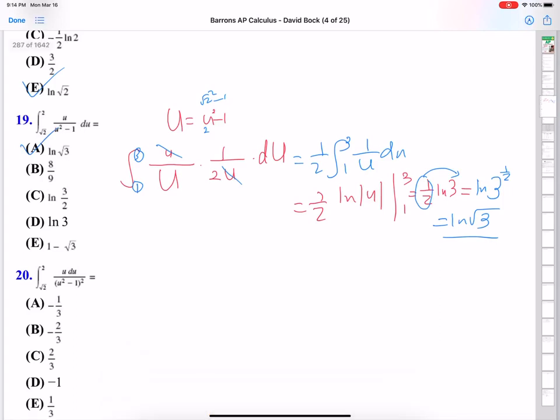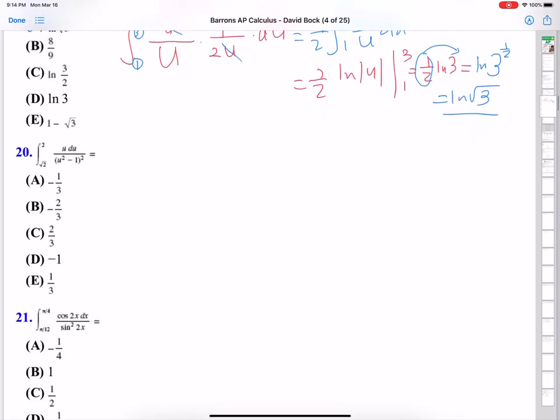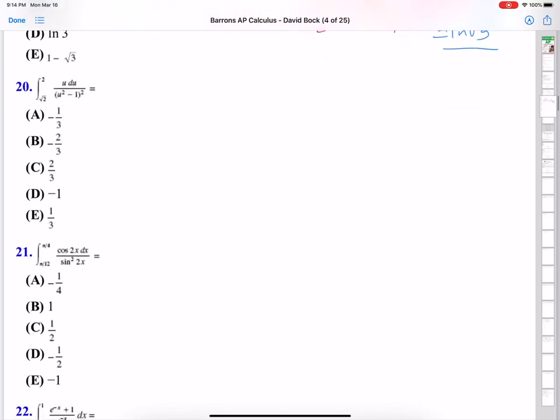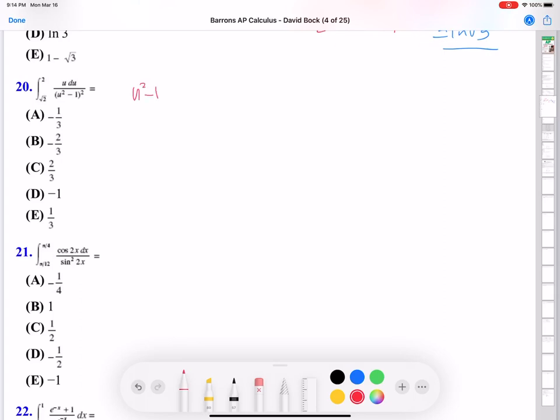Let's go to number 20. Another u substitution problem. Which part is going to be U? Yep. U squared minus 1, that part is going to be large U. So I'm going to change this. Integral u over large U squared, times 1 over the derivative of the U part, which is 2 small u. It's very confusing, large and small. Let's cross out first anyway.